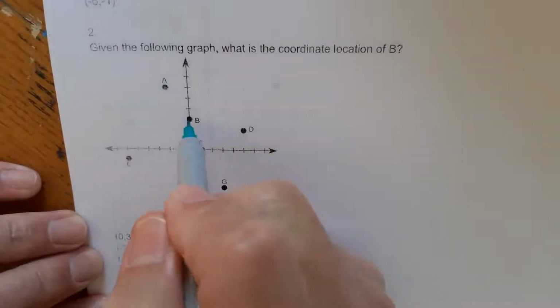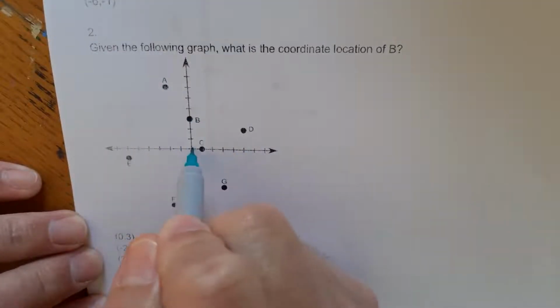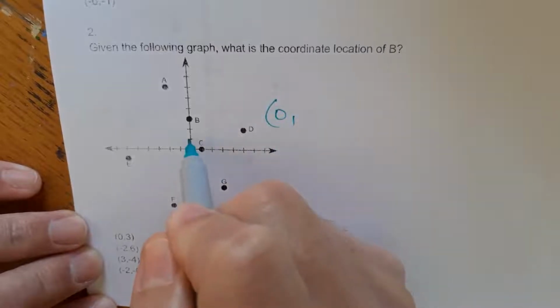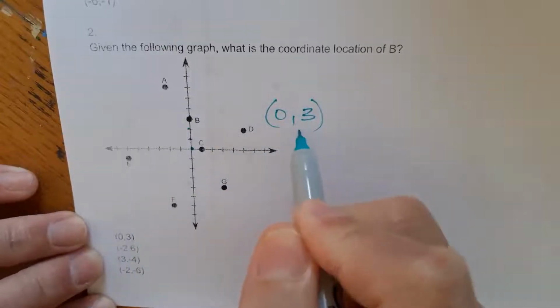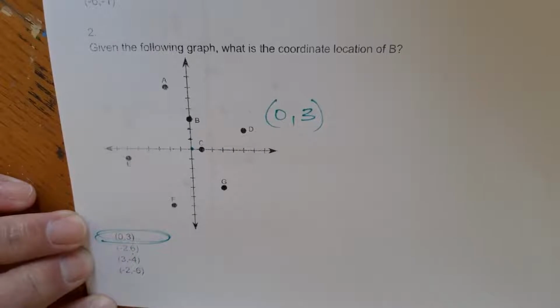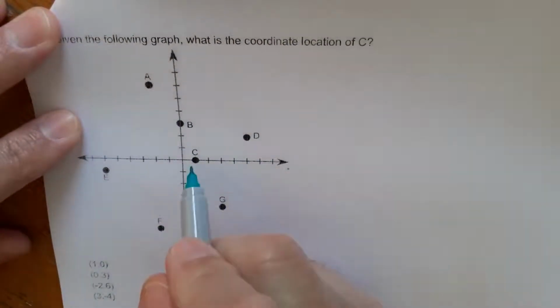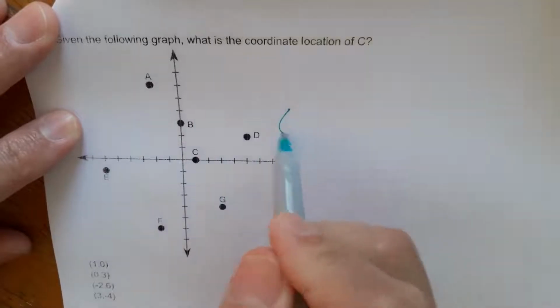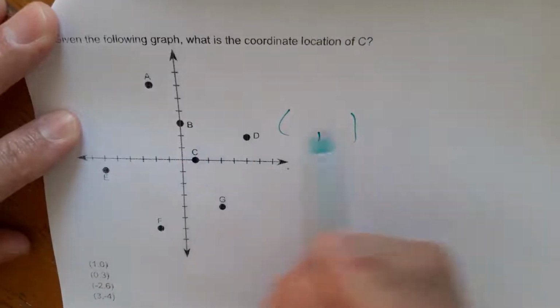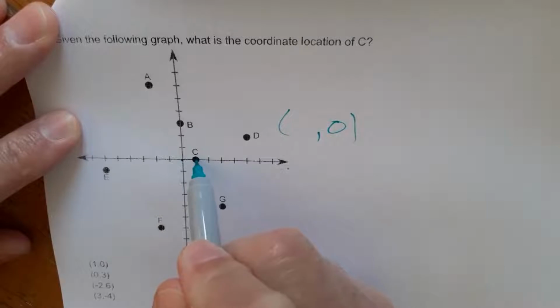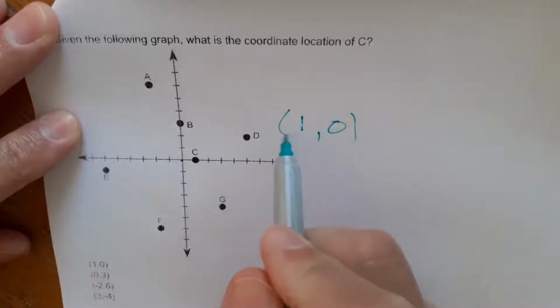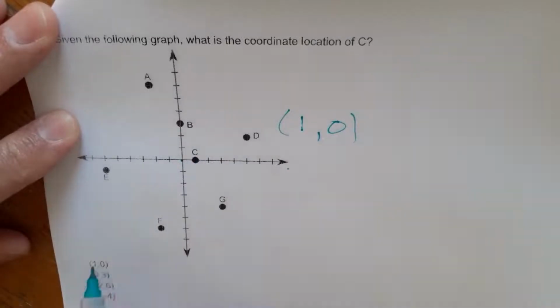Let's look at B. For B, we didn't go anything on the x. We're at 0. So we have 0 for x, but we did go 1, 2, 3 up on the y. So (0, 3). Let's look at C. C is right here on the x-axis, so for the y value, we're not going up or down on the y, so that's got to be 0, but we are going 1 to the right on the x, so we have parentheses 1, 0, and parentheses. That's the coordinate location, (1, 0).